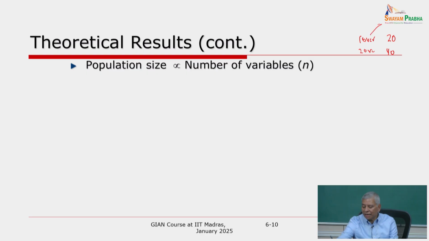Now for 10 variables, another problem may require 40. As I said, it depends on the complexity of the function. In that case, if you increase to 20 variables, you have to increase it to 80. That is, if you start with an initial random population.